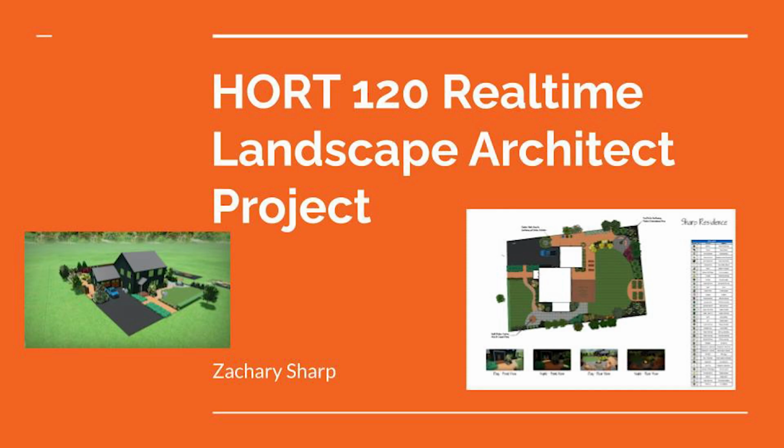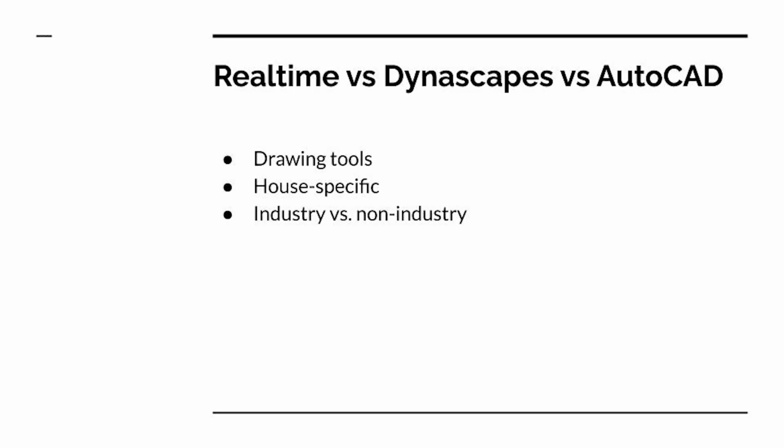Let's begin. We will start off by comparing Real-Time Landscape Architect to Dynascapes and AutoCAD. These are the three softwares we have used up to this point. They have different drawing tools, however all of them can be drawn in a 2D space. Real-Time offers you the ability to draw in a 3D space. Real-Time also has house-specific tools such as windows, colors, and textures, and it is another industry-specific software such as Dynascapes, unlike AutoCAD, which can be used in a variety of industries. They're all similar in their own aspects, but are widely different.